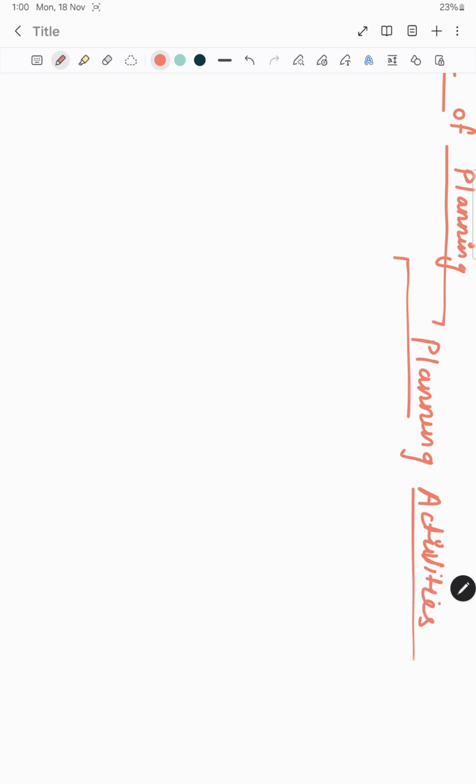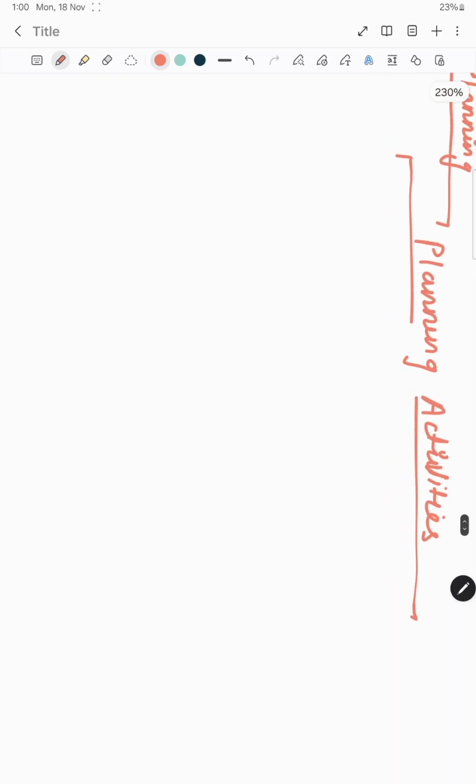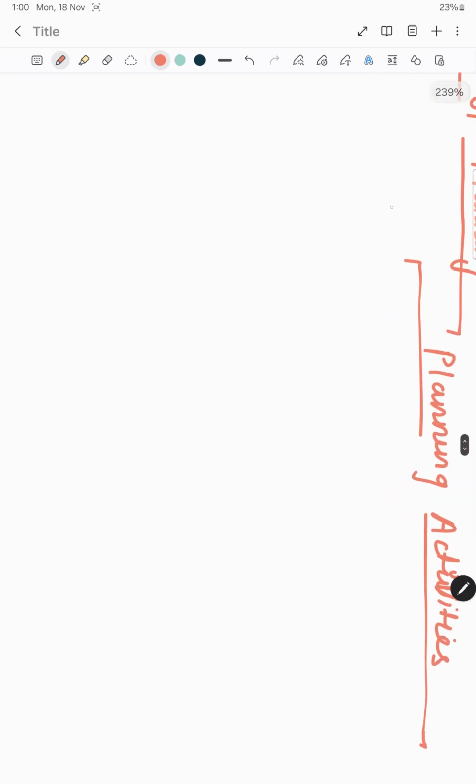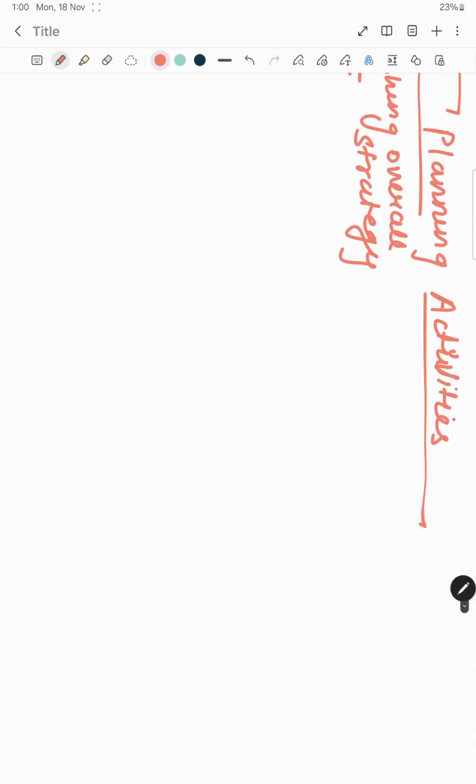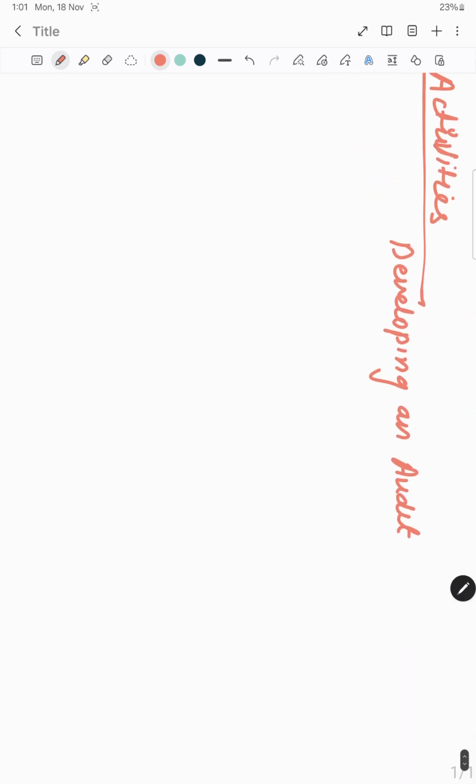In planning activities, we further have two parts. Part 1 is establishing overall audit strategy, and the other part is developing an audit plan. Okay.